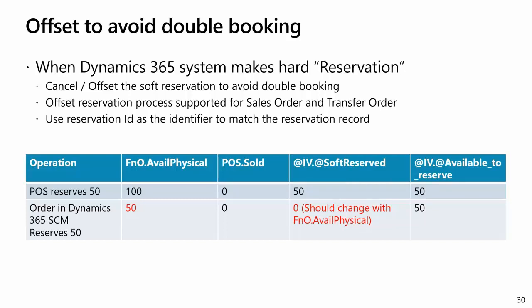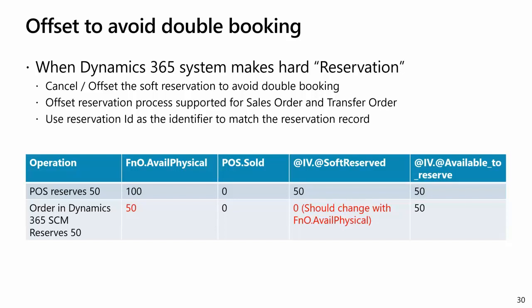Dynamics 365 SCM actually reserves the order inside Dynamics 365 and syncs the order back to the inventory visibility service. At this point, the inventory visibility service's expected behavior is to not only deduct the available physical quantity, but to update the soft reserve quantity as well, as the deducted 50 pieces actually correspond to the soft reserve quantities we made a few hours ago. This is where offset takes action.